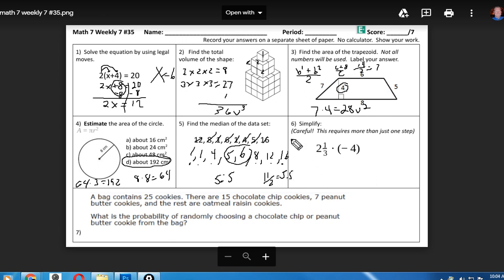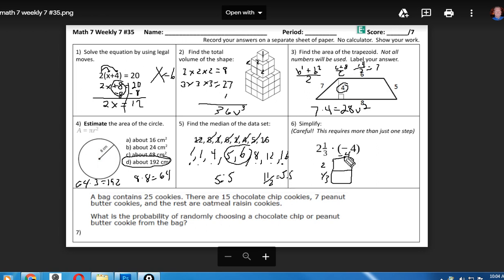Okay, so it says simplify. We have a problem here that is involving multiplication. And the hang up here is a lot of kids like to just do 2 times -4 and tack on the 1/3, and that would be wrong. So we can't just do that. What we're going to have to do is, let's make an area model just so we get both parts. Okay, here we go. Let's put our 2 here. Let's put our 1/3 here. And let's put our -4 here.